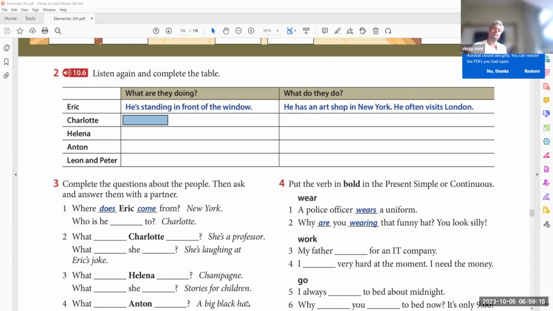And who's the man she's talking to? He's got a beard, and he's wearing a big black hat. He's got a beard. I don't know why I have this tendency of pronouncing it beard. He's wearing a black hat.